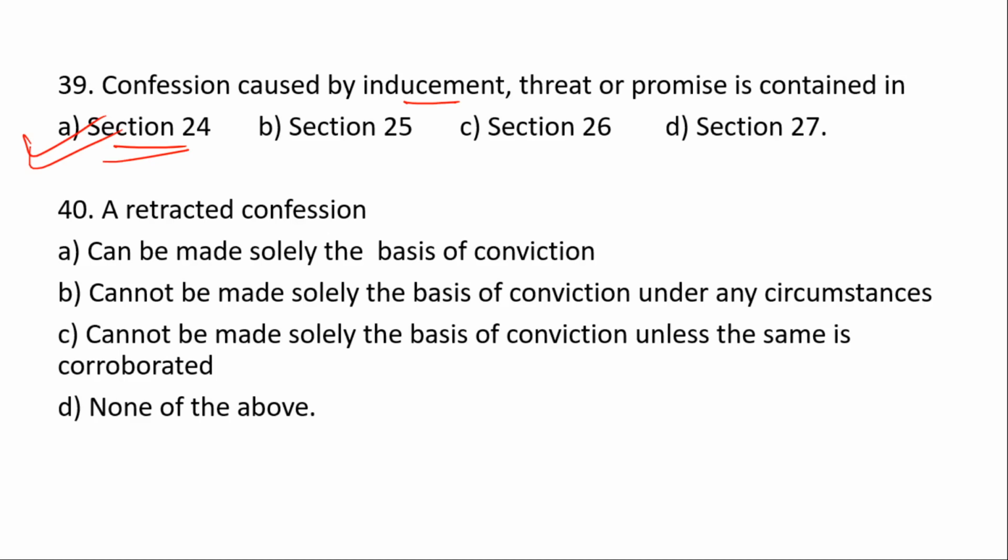Read retracted confession too; short notes on retracted confession often come as a question. Next question, on retracted confession, is important. A retracted confession statement is given, which is correct? Can be made solely the basis of conviction? No, this is not correct. It cannot be made solely the basis of conviction unless the same is corroborated. So this is correct: a retracted confession cannot be made solely the basis of conviction unless the same is corroborated. Now, what does retracted confession mean?